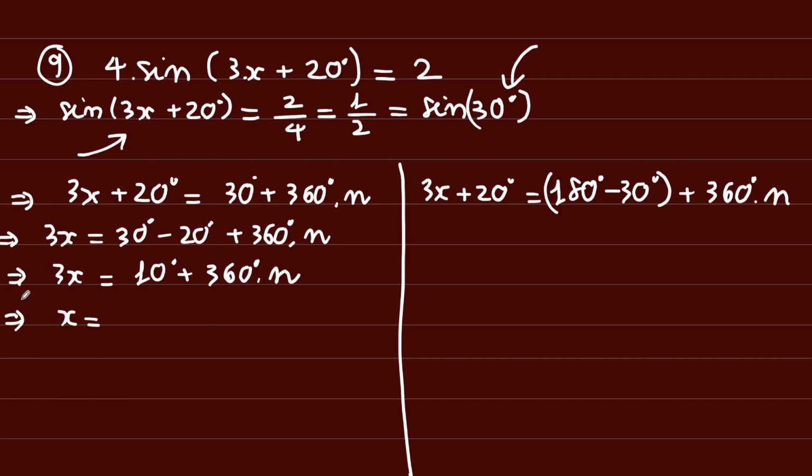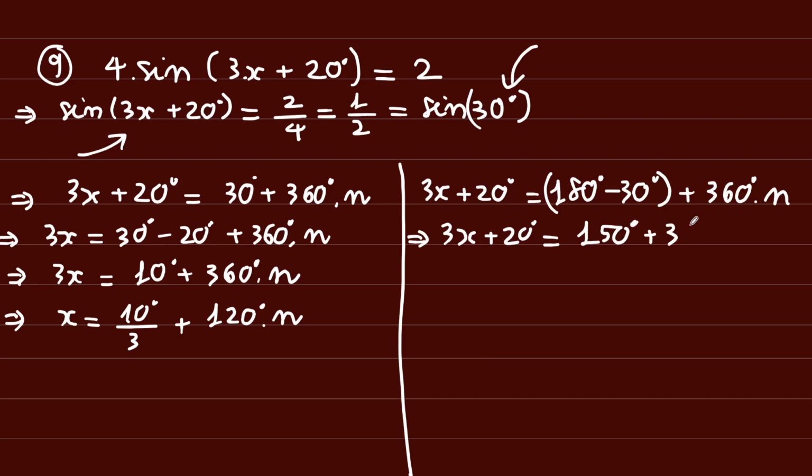Divide by 3, for the left you got only x. It means we successfully made x the subject. And the right hand side will be 10 degree divided by 3, and here is 120 degree multiply n, because 360 degree divided by 3, you got 120 degree like here. Okay, so for the second general solution, 3x plus 20 degree equal to 150 degree plus 360 degree multiply n.